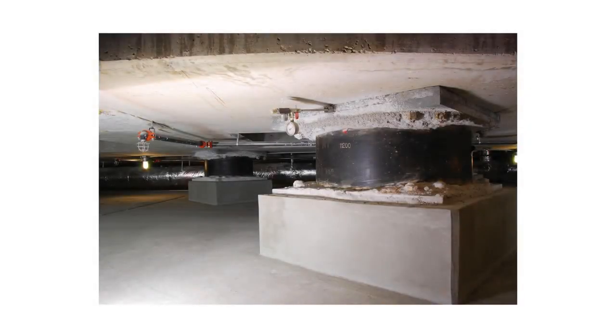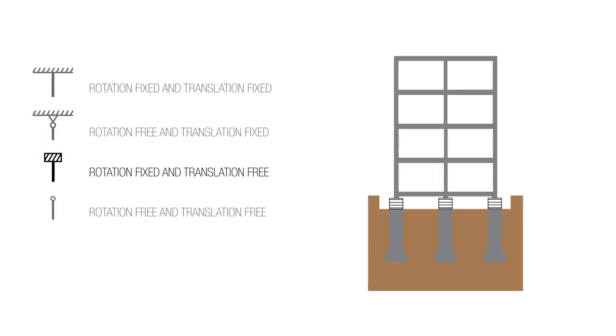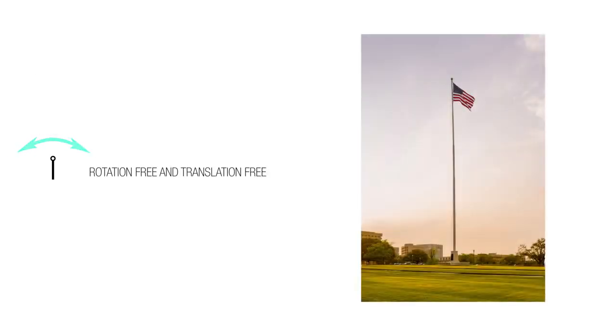So these are the seismic isolations that are, in this case, under the Utah State Capitol. If we want something to be able to slide back and forth, that's going to be something we're going to call rotation fixed and translation free. So it can't pivot, but it can translate right to left. Finally, we have our rotation free and translation free. And certainly, of course, a flagpole comes to mind.